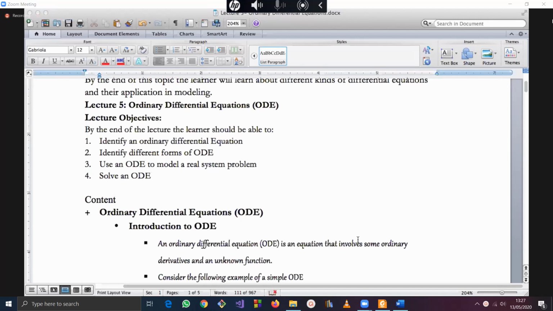So we want to ask ourselves, what is this ordinary differential equation? The ordinary differential equation consists of two parts.